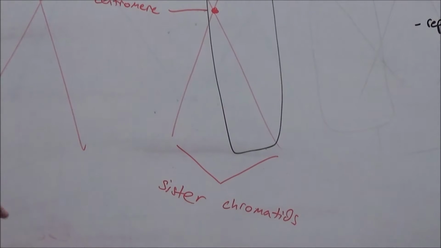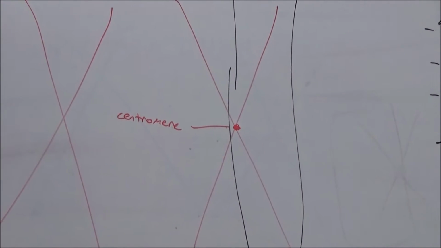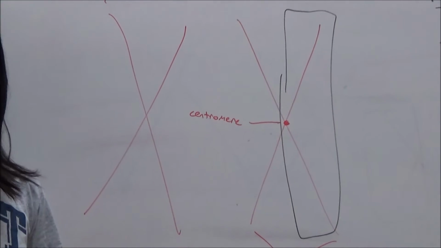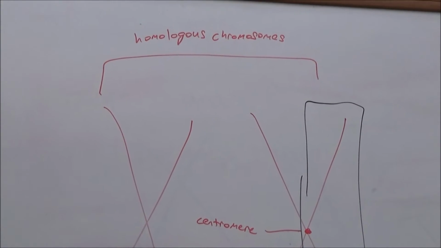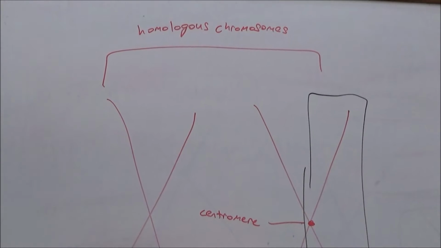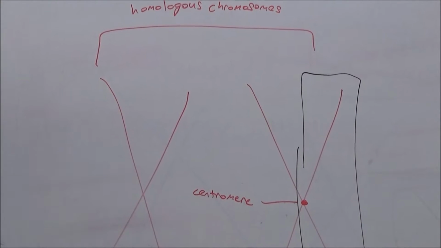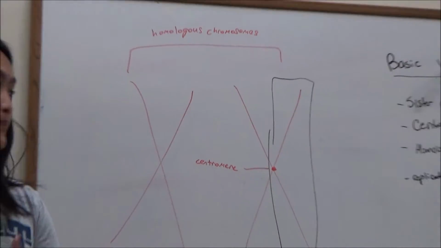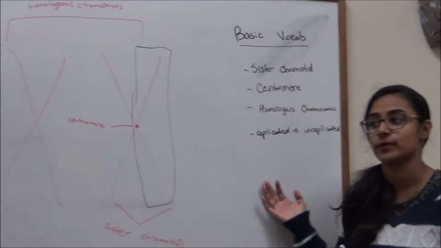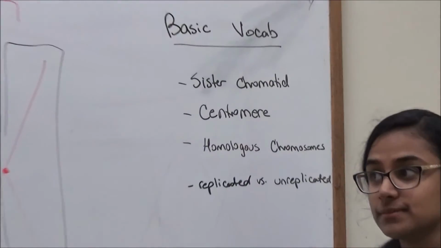And then if you have two chromosomes that have the same genes in the same order, even though they might not be the same versions of those genes, then these are called homologous chromosomes. And we will use these for meiosis, which we'll be talking about in a little bit. And these are all basic vocab words to understand before the next application example is presented.